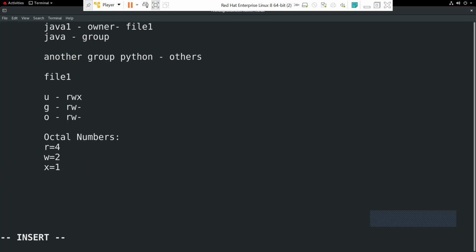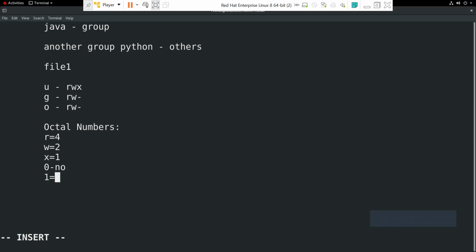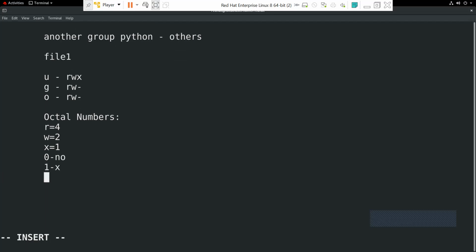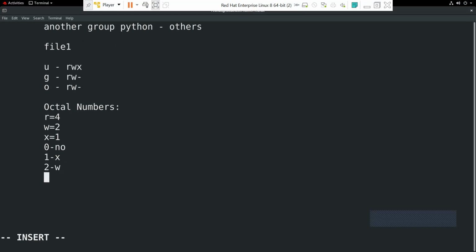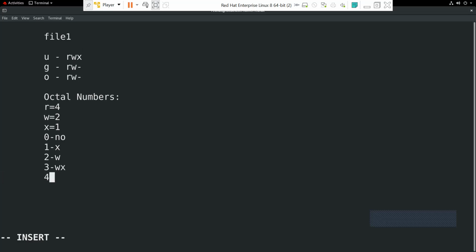See, for example, if the value is 0, that time, no permission. If the value is 1, now you tell me, 1 means executable permission. 2 means only write permission. Here 3 means you can see the combination: 1 plus 2, 3 here we will get. Means write and execute permissions, no read permission. And 4 means read permission.